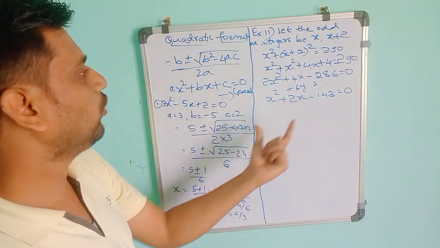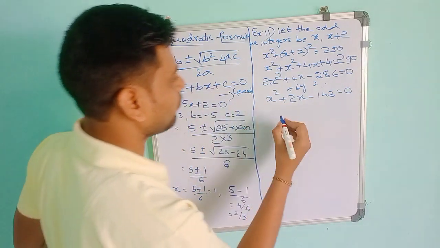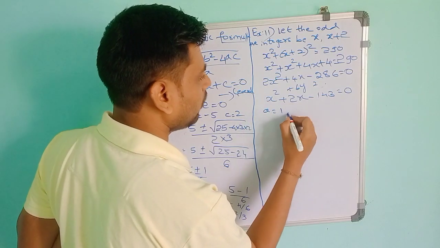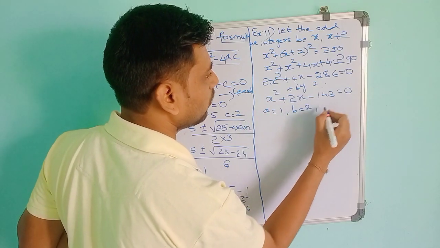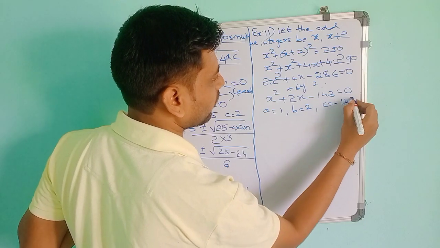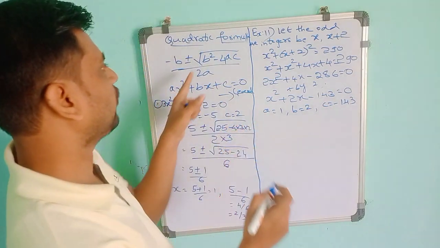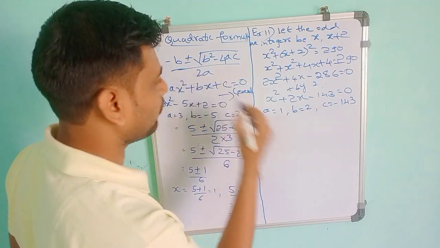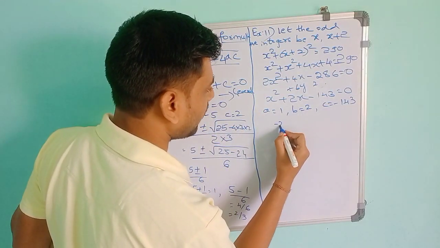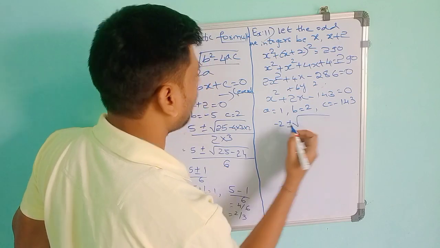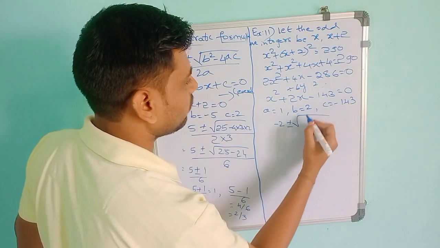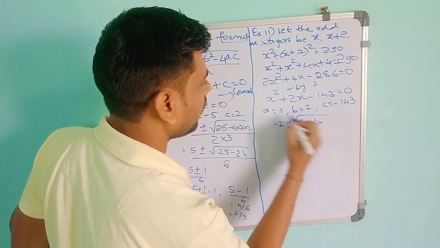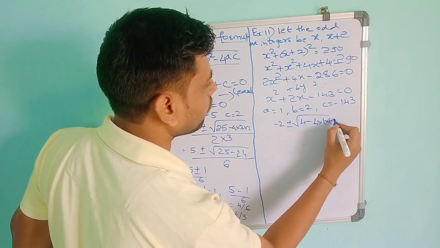For this we have to apply the quadratic formula. Here a is 1, b is plus 2, c is minus 143. The formula is minus b plus or minus root of b square minus 4ac, divided by 2a. So minus b is minus 2, plus or minus root of b square, b is 2 so 4, minus 4ac, 4 into a which is 1 and c which is minus 143.